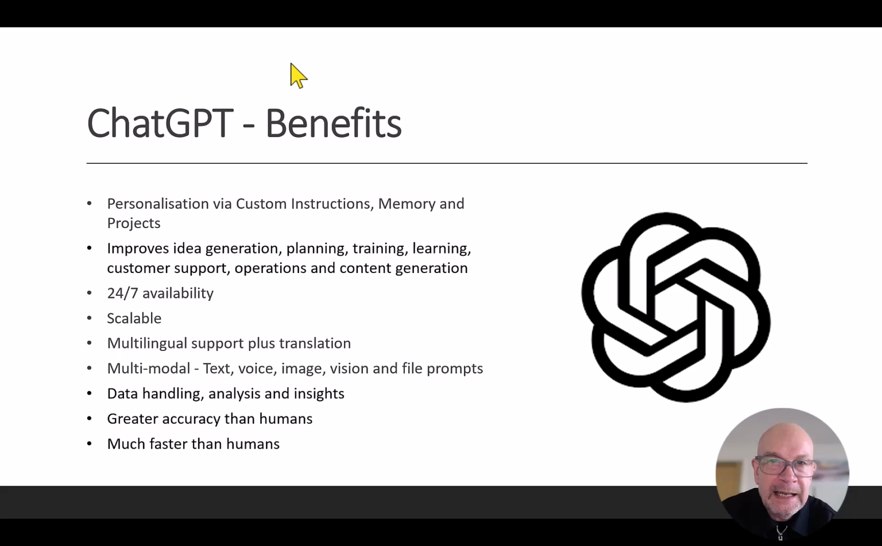So loads of things ChatGPT is useful for, right from brainstorming, creating new ideas, turning those ideas into plans, providing or receiving training and learning, customer support, right way across your operations, and creating any sort of content. It's available 24 hours a day, and it's also scalable. For example, it can work with massive amounts of data. Doesn't matter what language you use, most languages are supported, which makes it very, very good for translation.